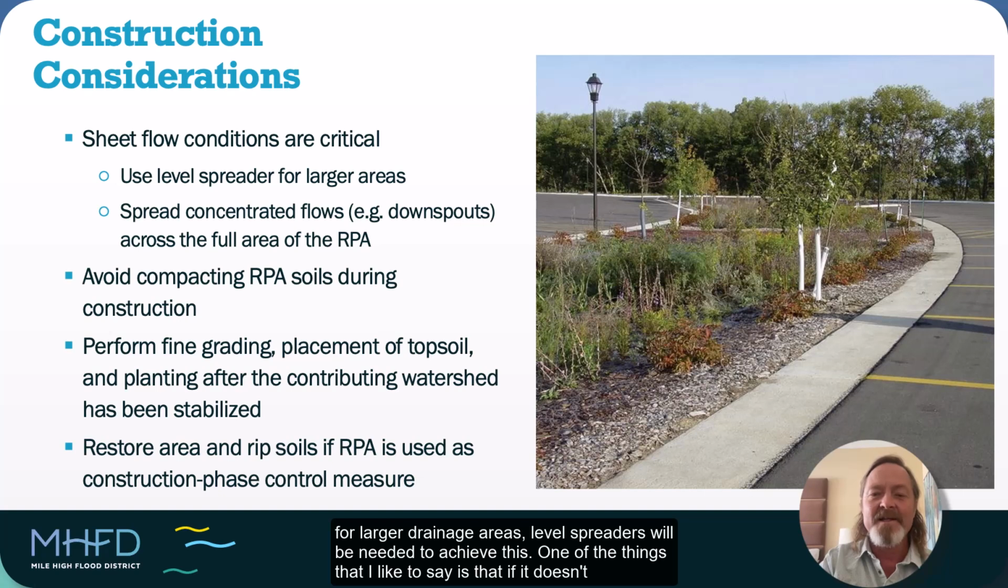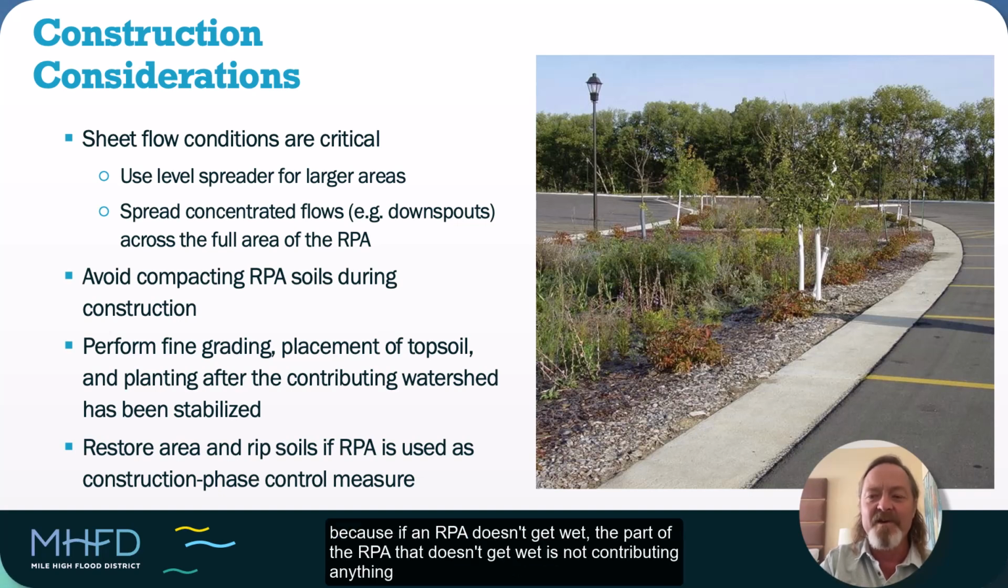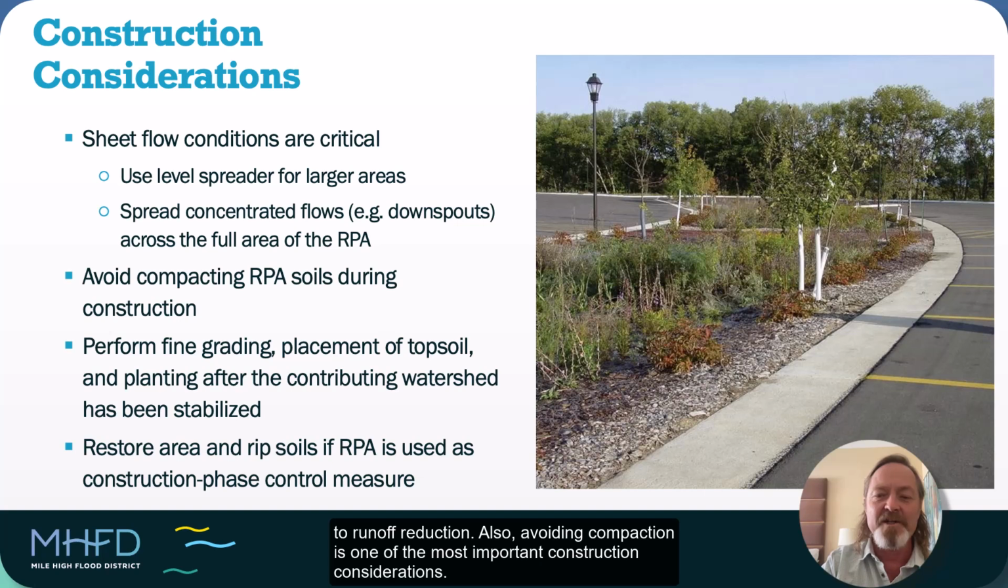One of the things that I like to say is that if it doesn't get wet, it's not an RPA. So think very carefully about how flow is spread out across RPAs, because if an RPA doesn't get wet, the part of the RPA that doesn't get wet is not contributing anything to runoff reduction.